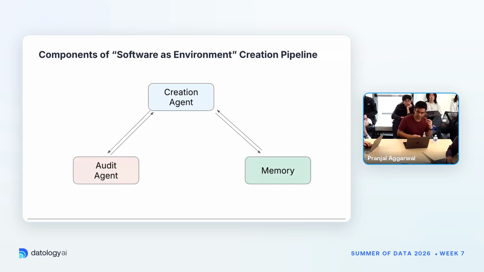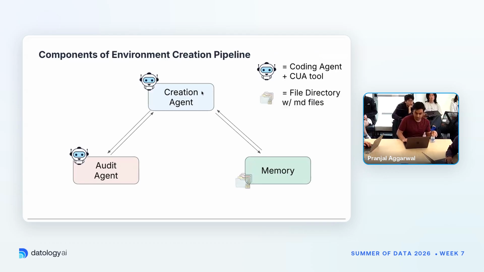So one is the creation agent, basically a coding agent that actually tries to create the environment. There's an audit agent that's basically adversarial. I'll talk more about it. But its goal is to make sure that the environment is actually set up correctly based on the standards that we have decided. The third component is memory.